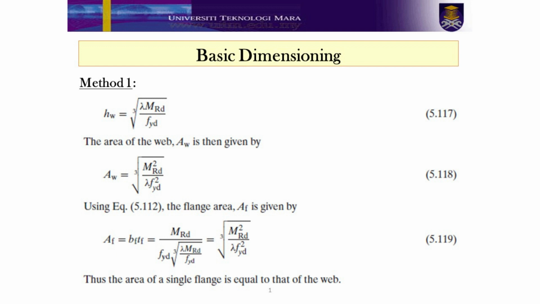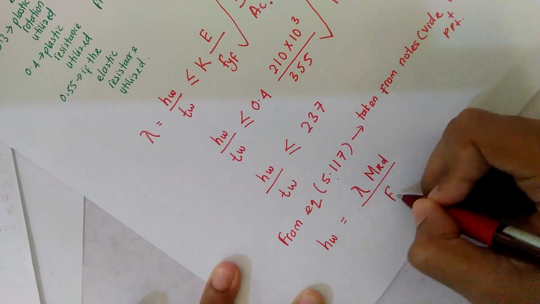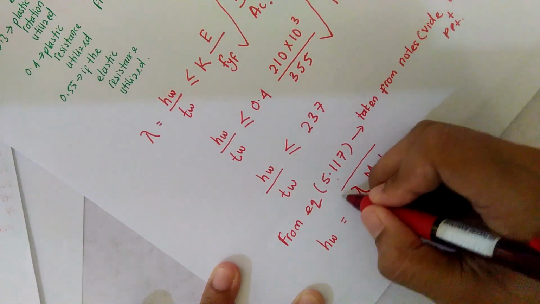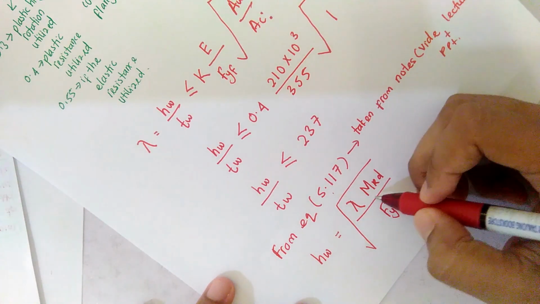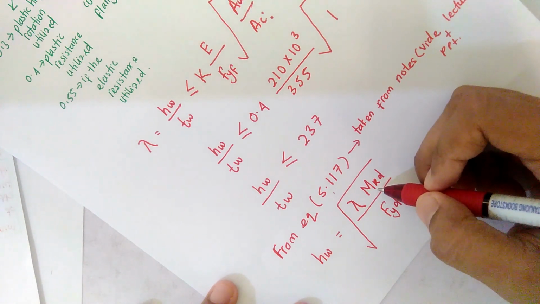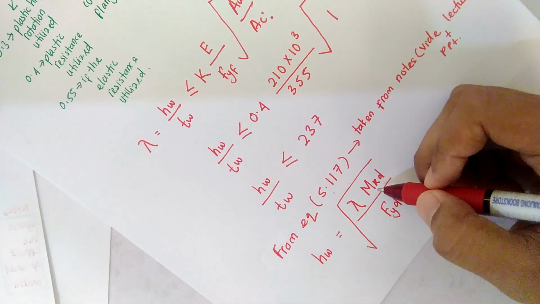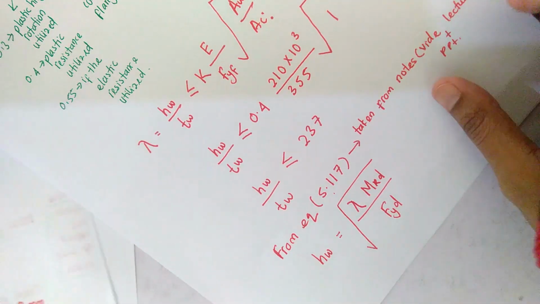Equation 5.117 gives you HW equivalent to lambda MRD over FYD. So now, what is your MRD? MRD is your total design bending moment for that particular plate girder. So how are you going to calculate the MRD?